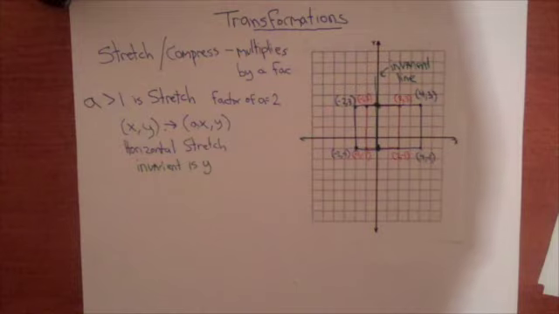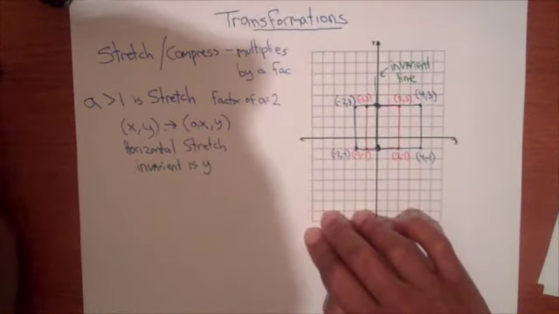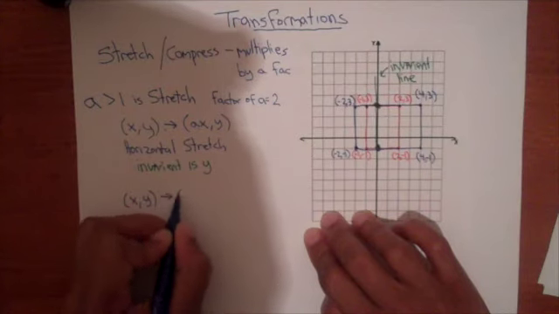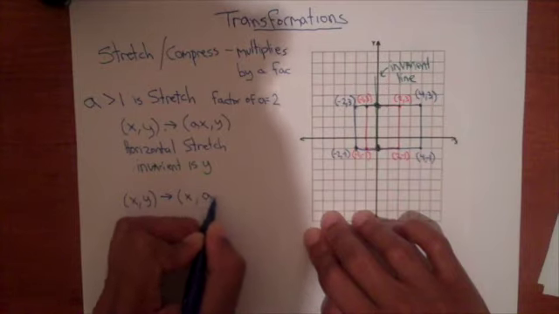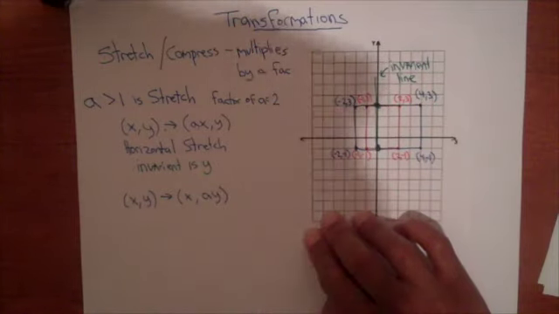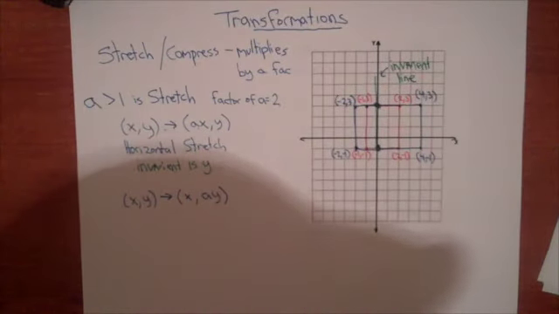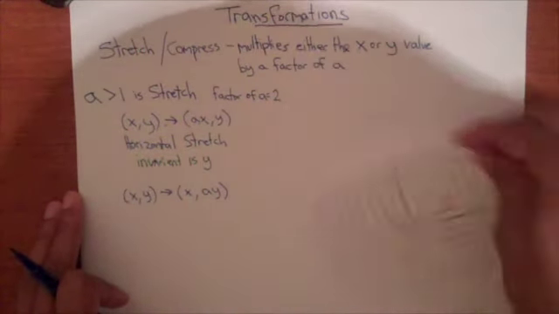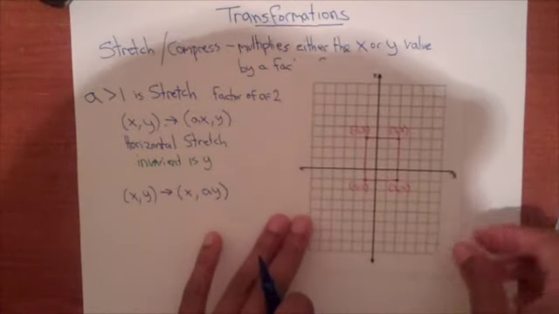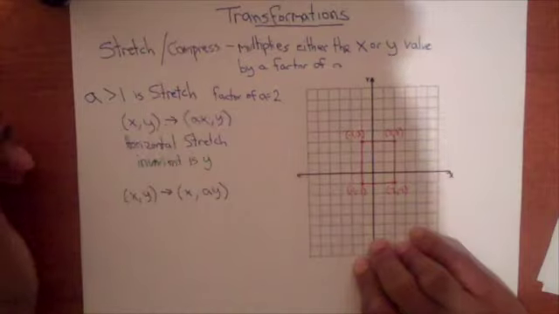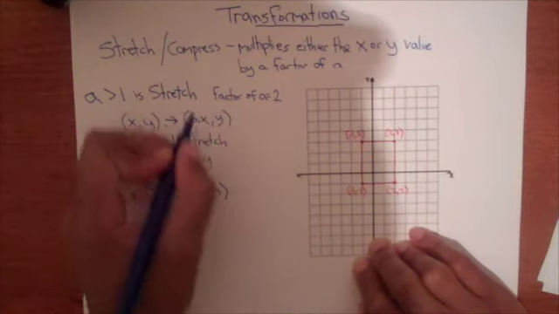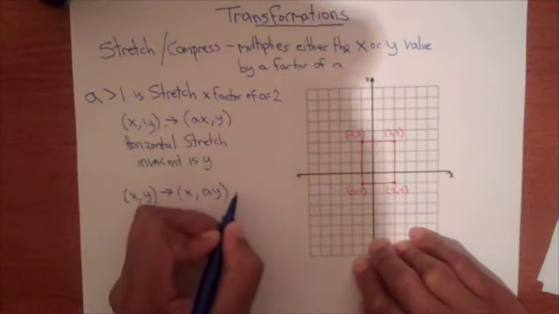Alright, now let's see how it looks when we multiply the y value by a factor of 2. So if we take the point (x, y), and this time keep the x the same and multiply the y value by a, and I'm going to use the same rectangle, this time we're going to multiply all the y values by a factor of 2. This is x, this is y.